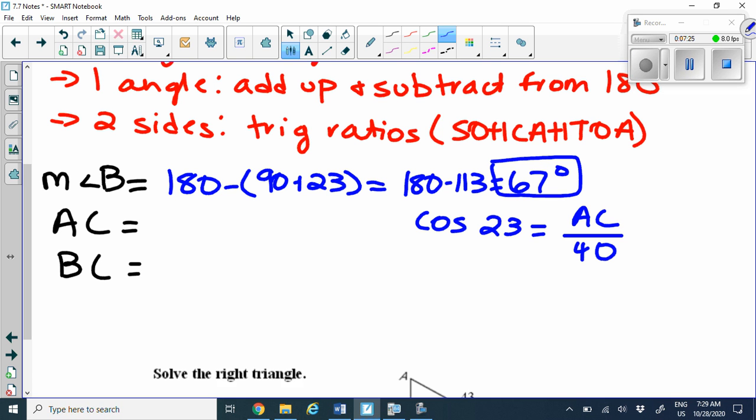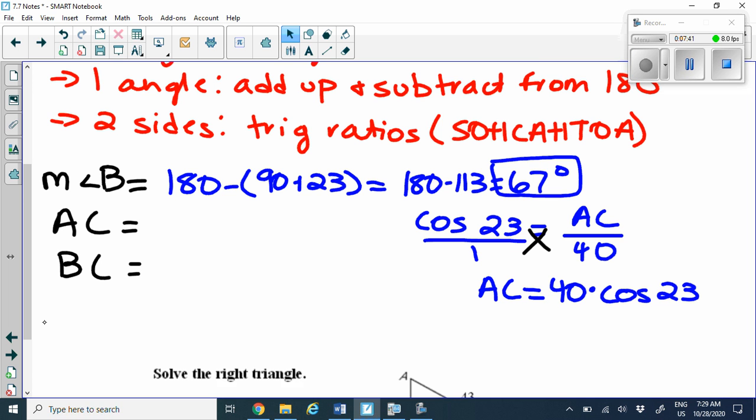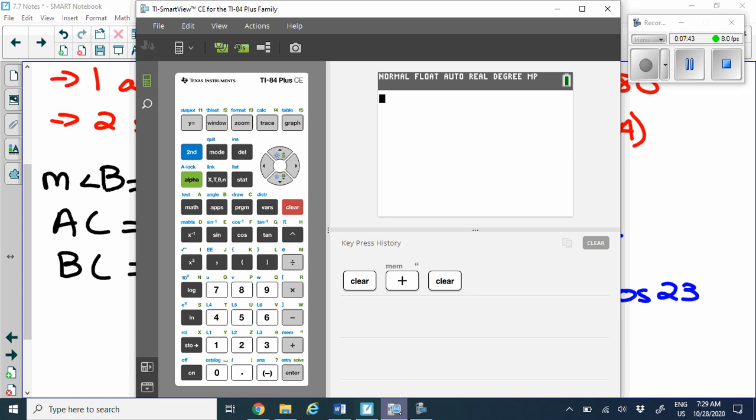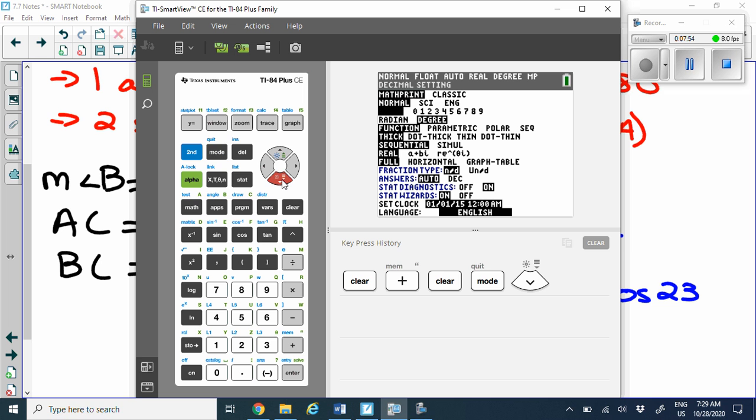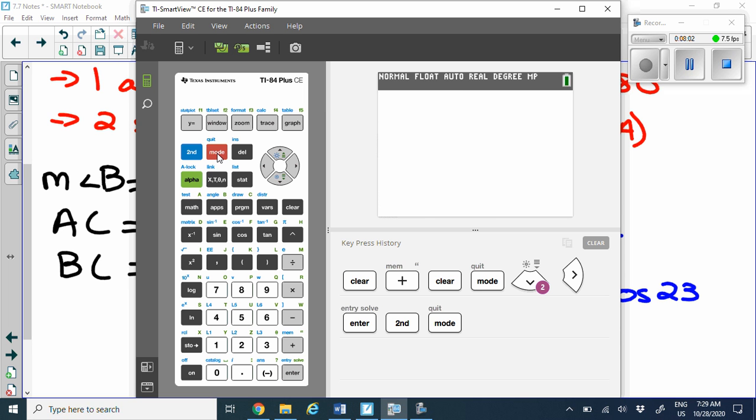So now I'm going to go ahead and make this into a proportion, and I can cross multiply. So AC times 1 is just, of course, AC. And then I have 40 times cosine of 23. So now I need to plug that into my calculator. Now make sure that your calculator is in degree mode. So it should say degree or DEG. If not, make sure you press the mode button. Then you're going to go down to where radian is and right arrow over to degree. Press enter and then do second mode to quit out.